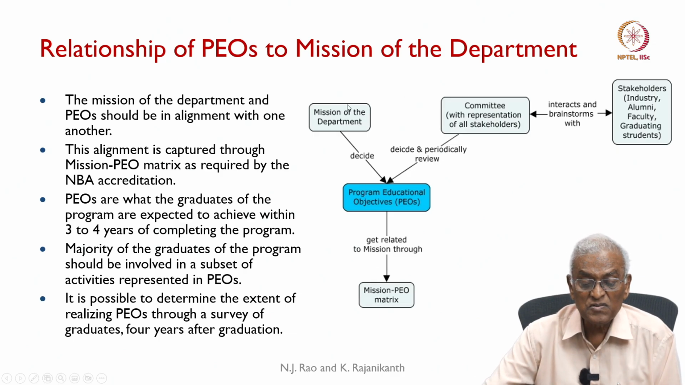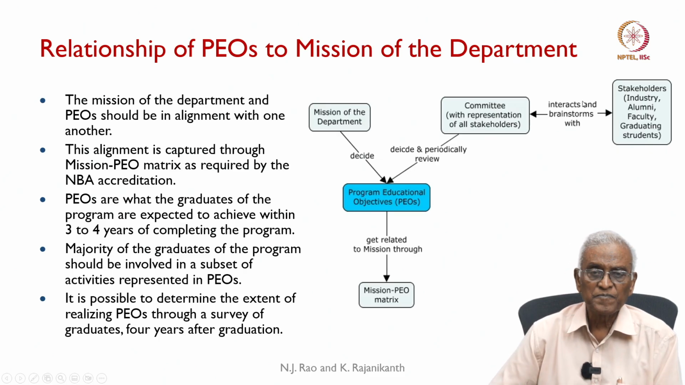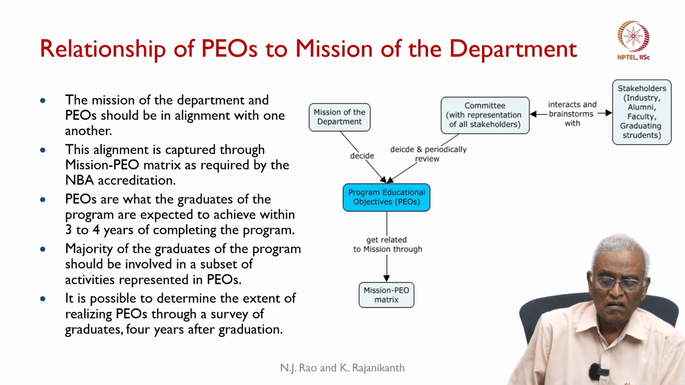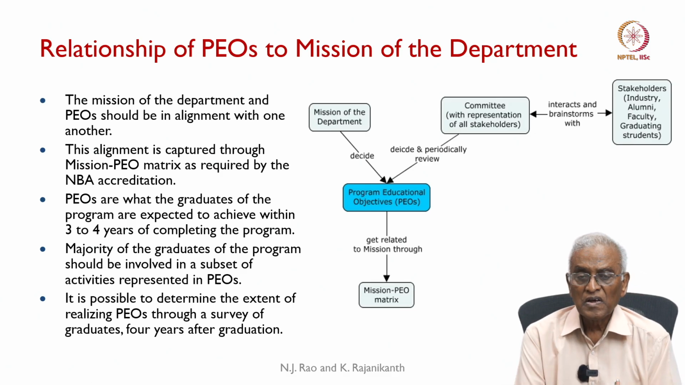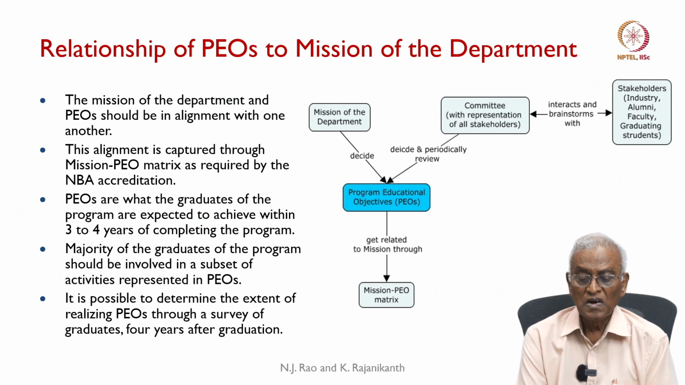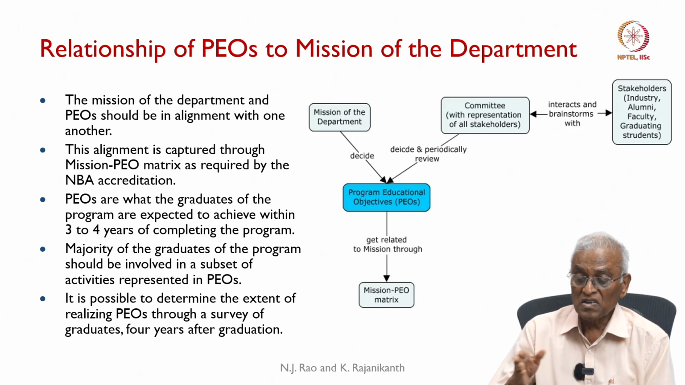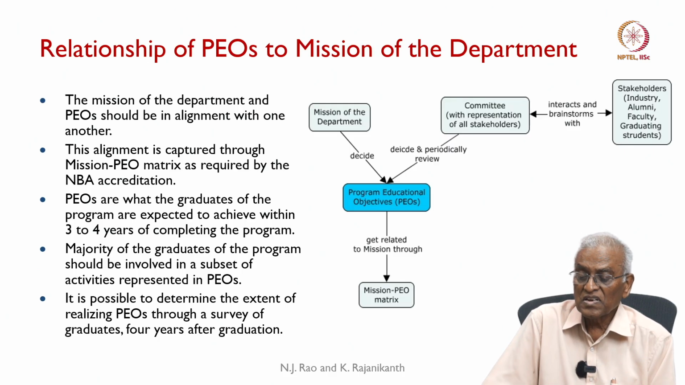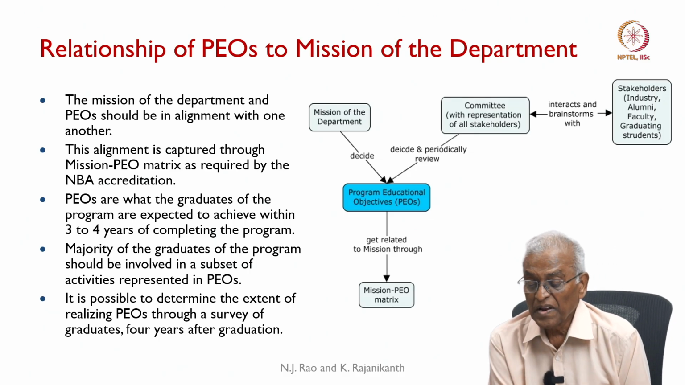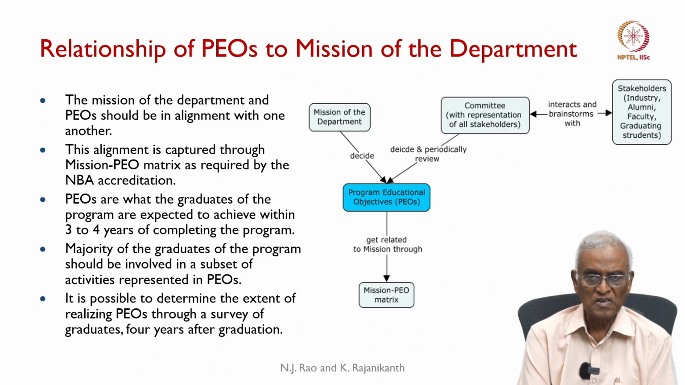Here you have the mission of the department, and then you constitute a committee specifically at the department level with representatives of all stakeholders, or at least important stakeholders. The stakeholders should include industry, the alumni, faculty, and possibly graduating students themselves.